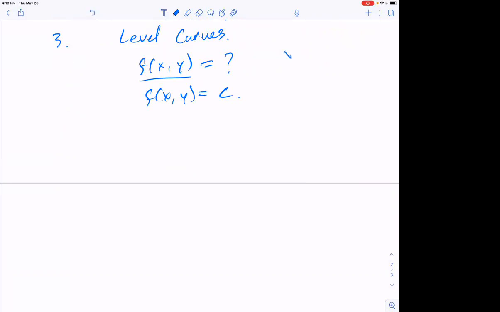Okay, so a good example is just the circle. If you have x squared plus y squared as your function of x and y, then just set this equal to several values of c, and you'll see that you end up getting circles of radius root c. Okay, so that's how you sketch level curves. All right, so those are the main topics that I can think of.